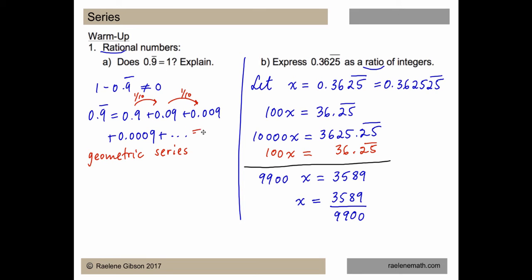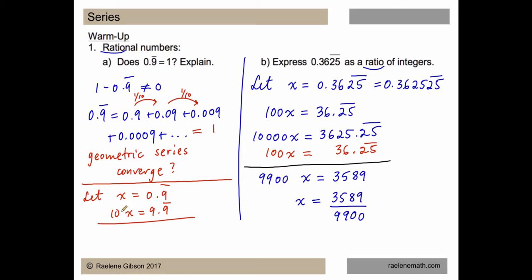So the question is, does this equal 1 or not? In other words, does this geometric series converge? Well, before we get too deep into that question, we can just take a look at writing 0.9 repeating as a ratio of integers. And so to do this, we use the same let statement. We let x equal 0.9 repeating, and therefore 10x is equal to 9.9 repeating. And if we subtract the second one minus the first one, we get 9x is equal to 9 minus 0, which is 9. And sure enough, x is equal to 9 over 9, or 1. And therefore, the answer is yes, 0.9 repeating does equal 1.